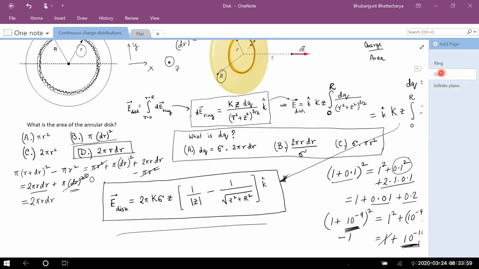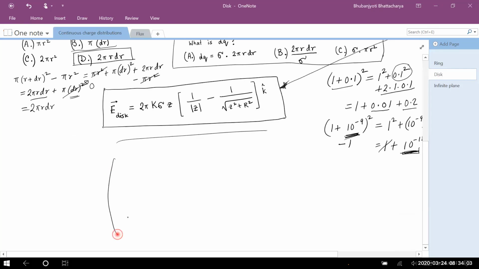So in the case of the disk, this was our formula. If I went away from the disk, let's say this is my disk, and I was sitting here versus sitting here, where will the electric field be larger? Let's call this A, let's call this B. Is EA larger than EB, or EB larger than EA? So we'll do this as choice A and choice B.